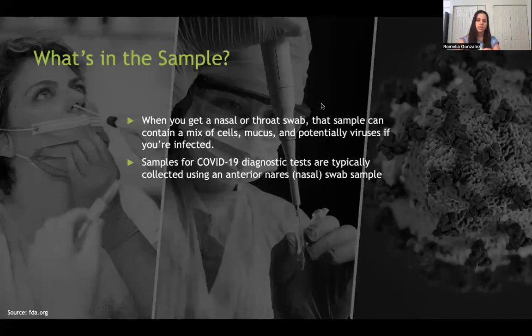First, we need to know what's in the sample. When you get a nasal or throat swab, the sample contains a mix of cells, mucus, and potentially viruses if you're infected. If the virus is present, it contains a genetic blueprint that allows the virus to make more copies of itself. Unlike human cells, which store genetic information in the DNA, viruses store their information in RNA. RNA and DNA are very similar, but RNA is single-stranded, and it works as a messenger. RNA's job is to tell the virus how to make the protein it needs to be able to function.